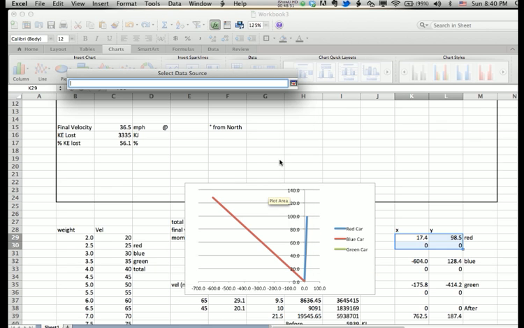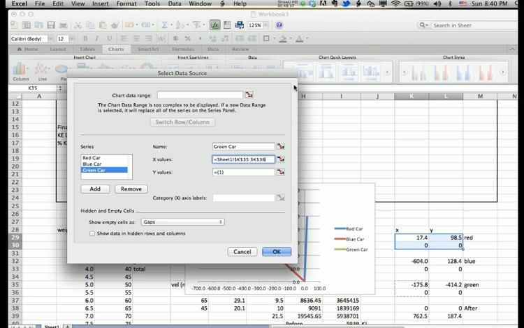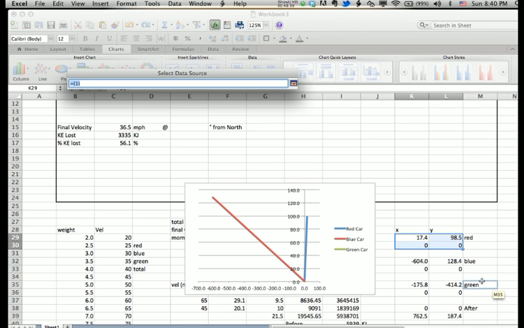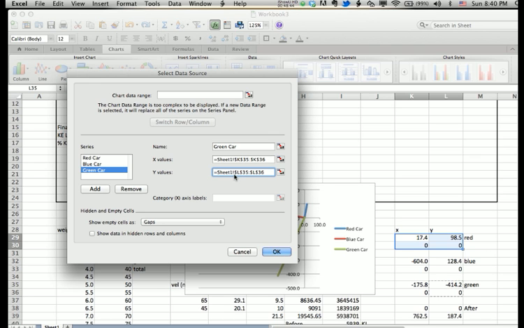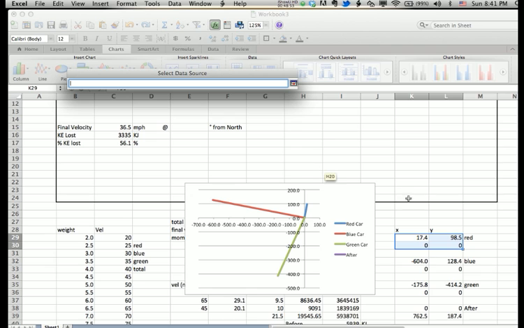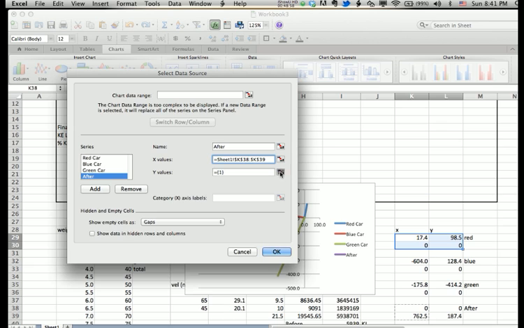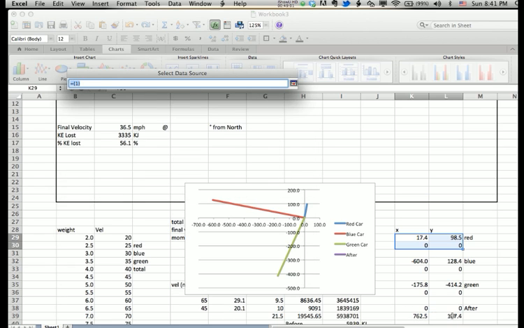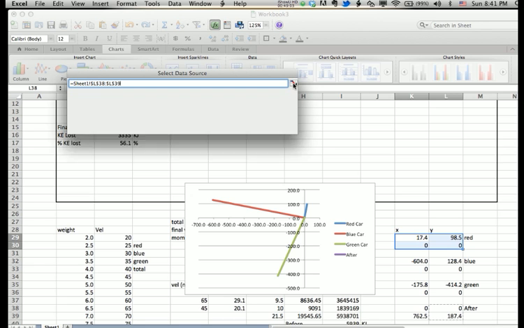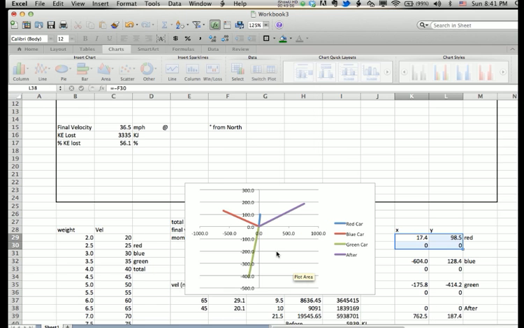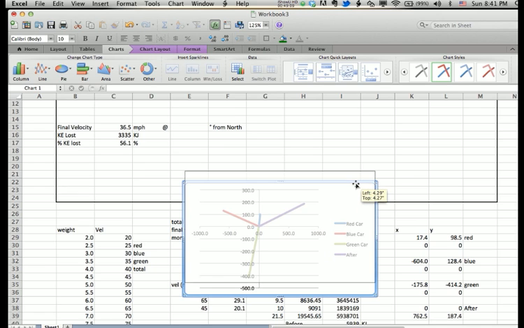So X values for the green car would be here, and the Y values would be here. We'll add one more. We'll call it after. X values are here. Y values are here. And we'll click OK. And so we have a graph here.